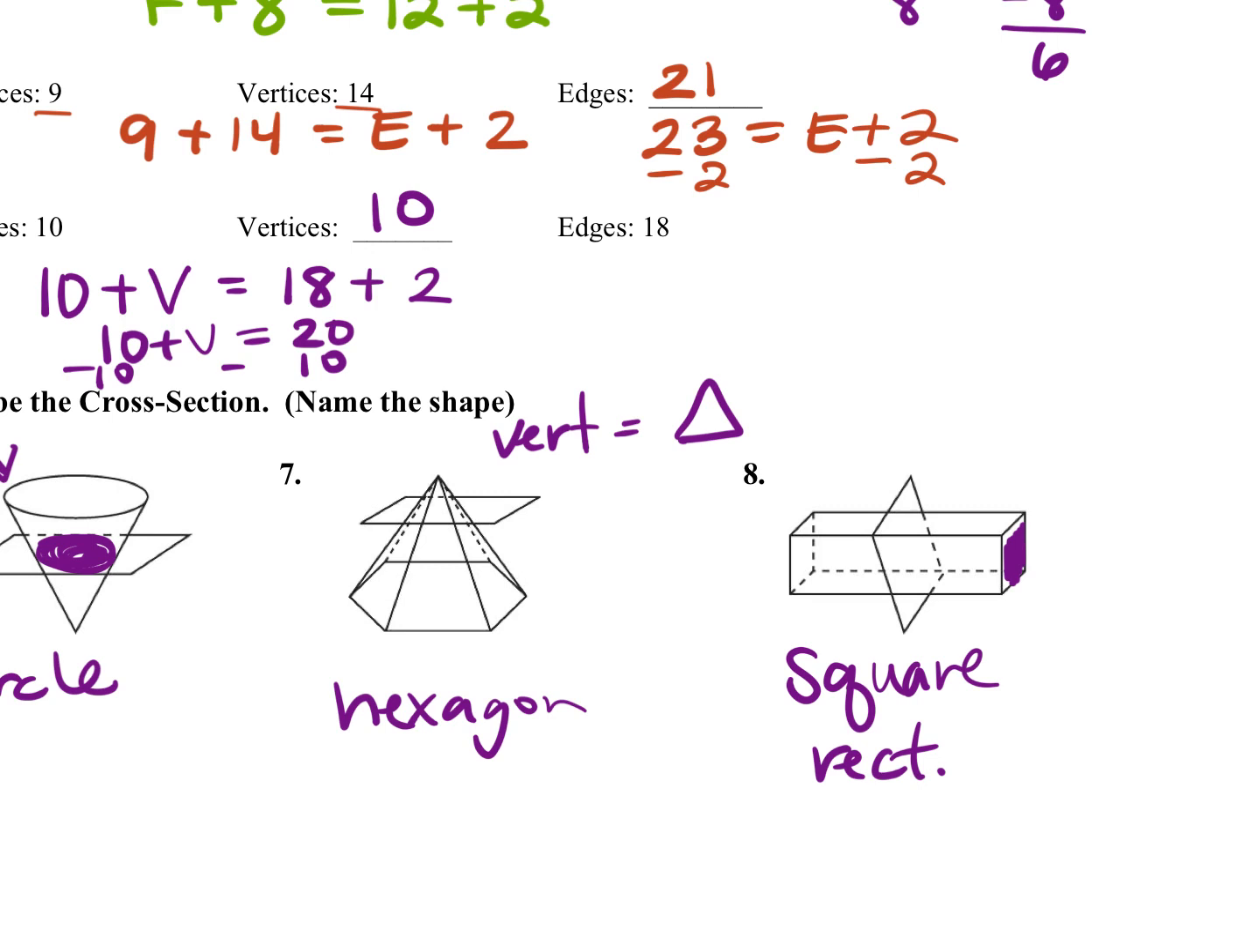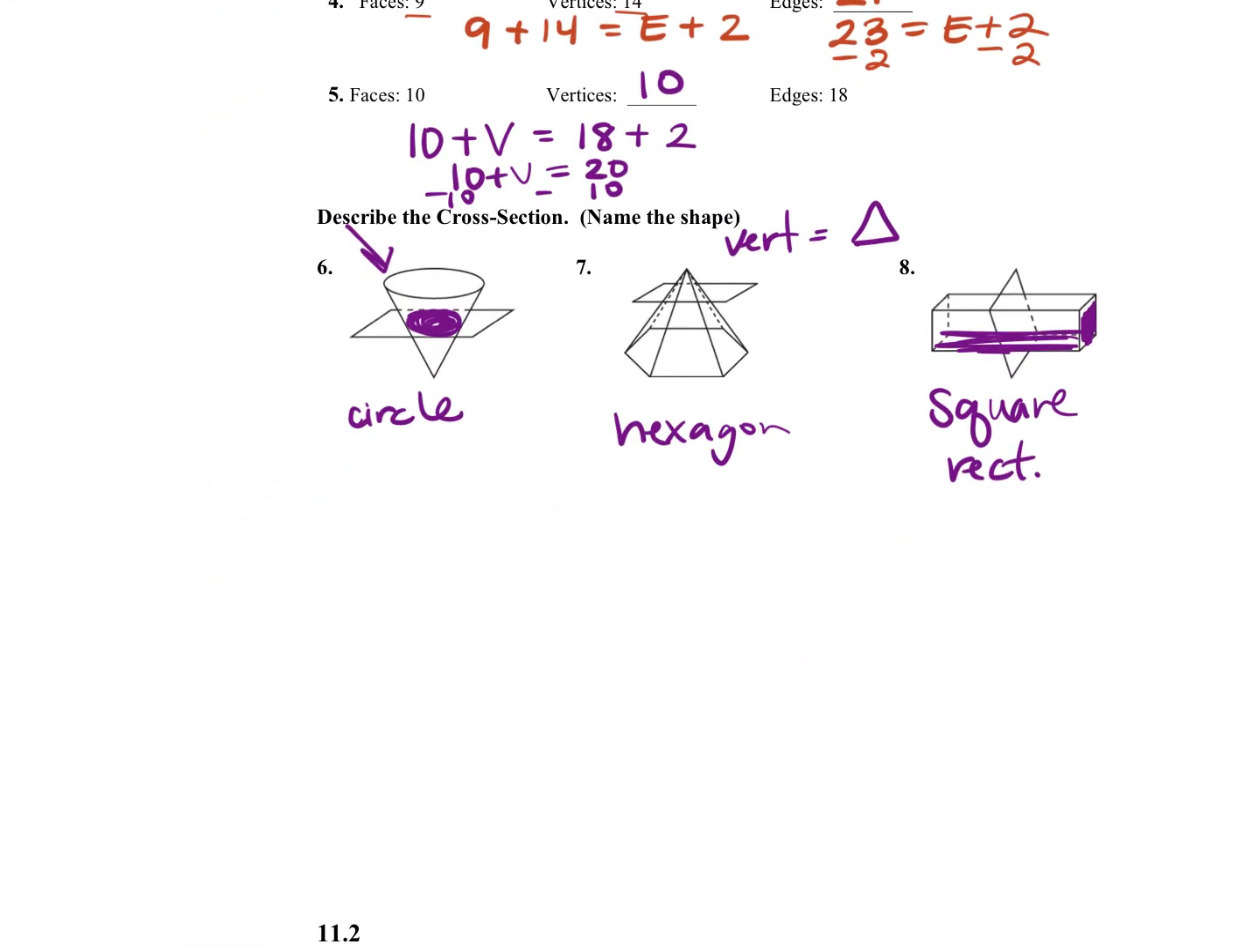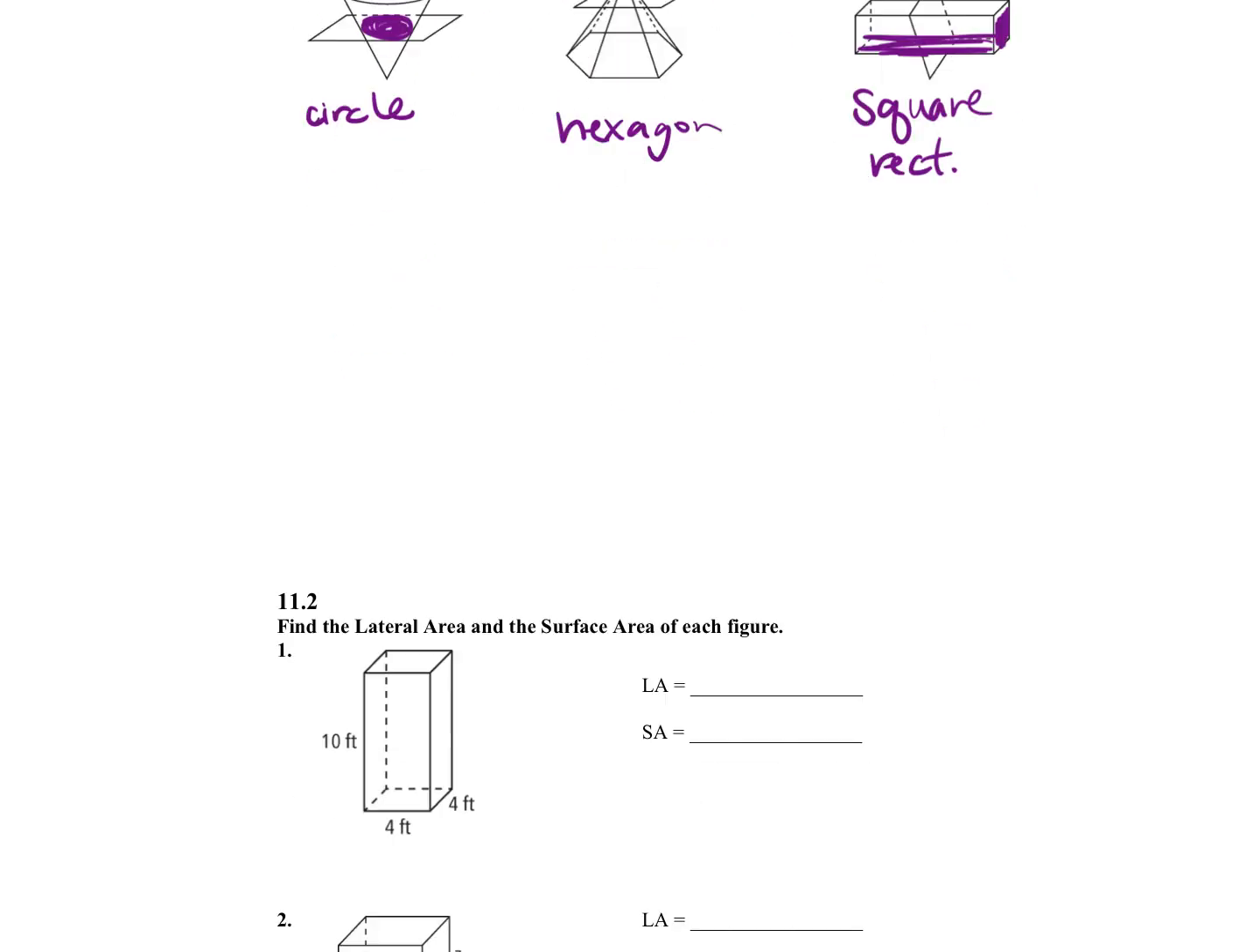Okay, what if you went through horizontally on this one? Then it would have to be a rectangle. That would be this shape. Okay, so rectangle for that. Questions on that? Okay, I feel like that's the easier portion of the quiz, okay?